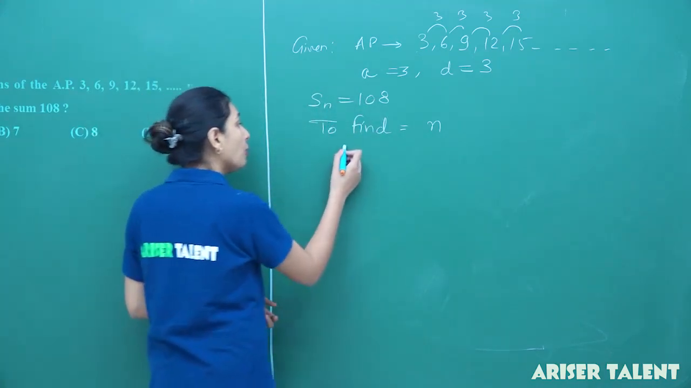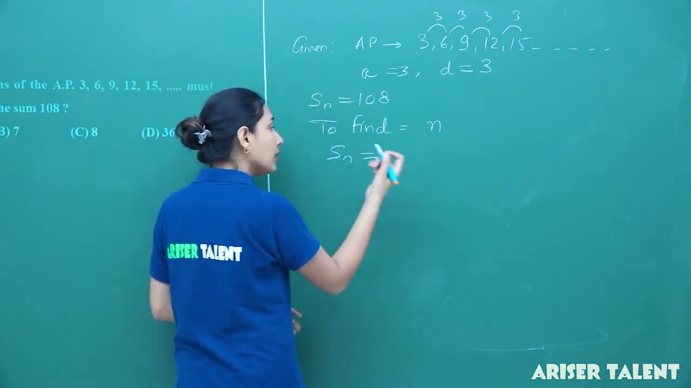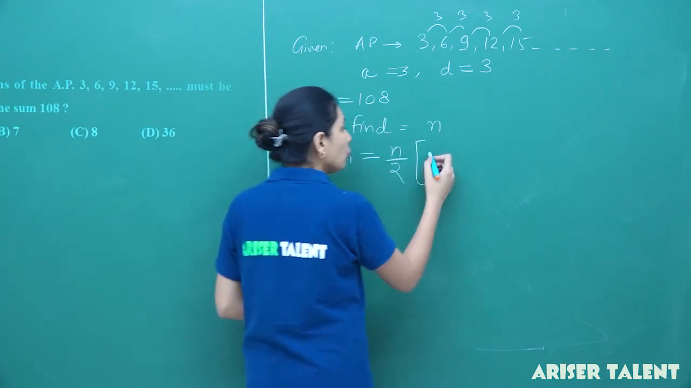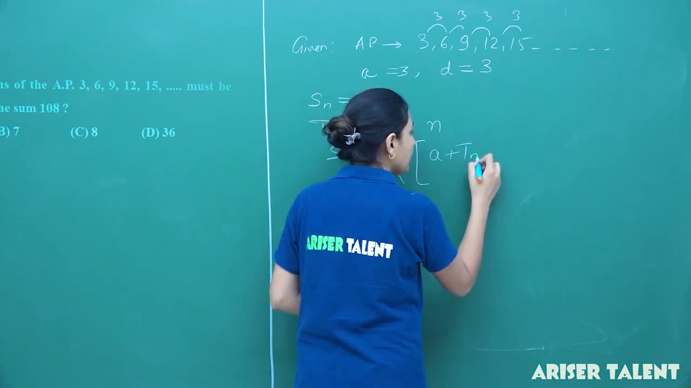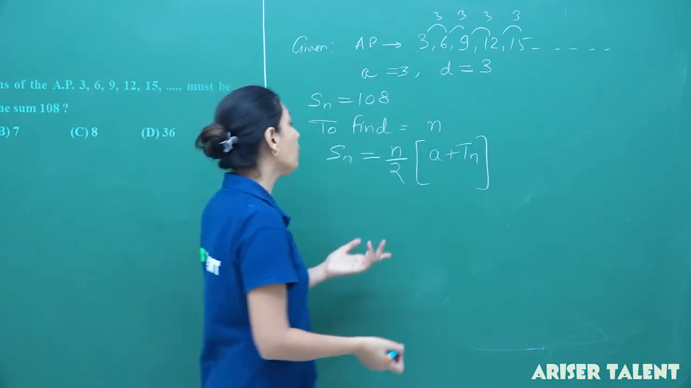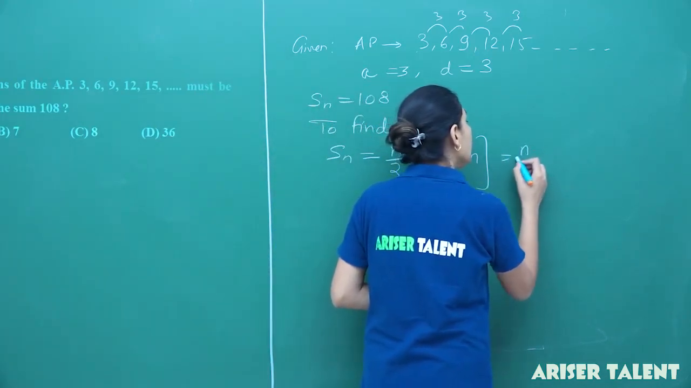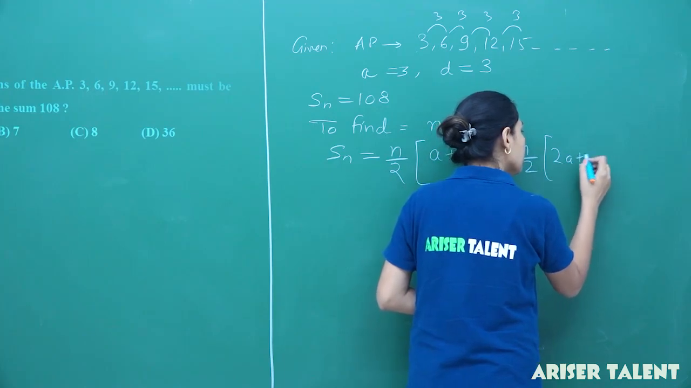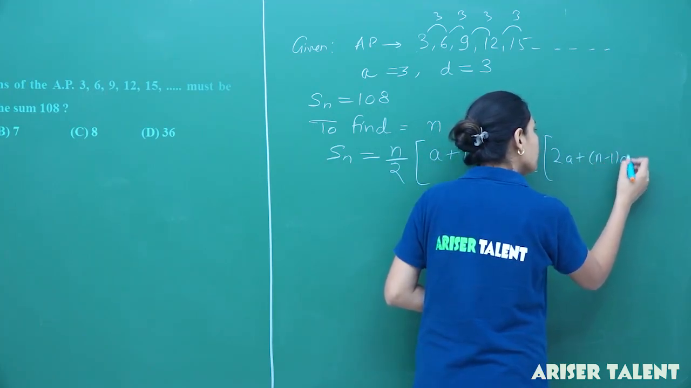Now, what is the formula of Sn? Sn's formulas are two: the one is n by 2 (a plus Tn). Now, you are not provided with the last term Tn. Okay, so we are going with the second formula, that is n by 2 (2a plus (n minus 1) d).